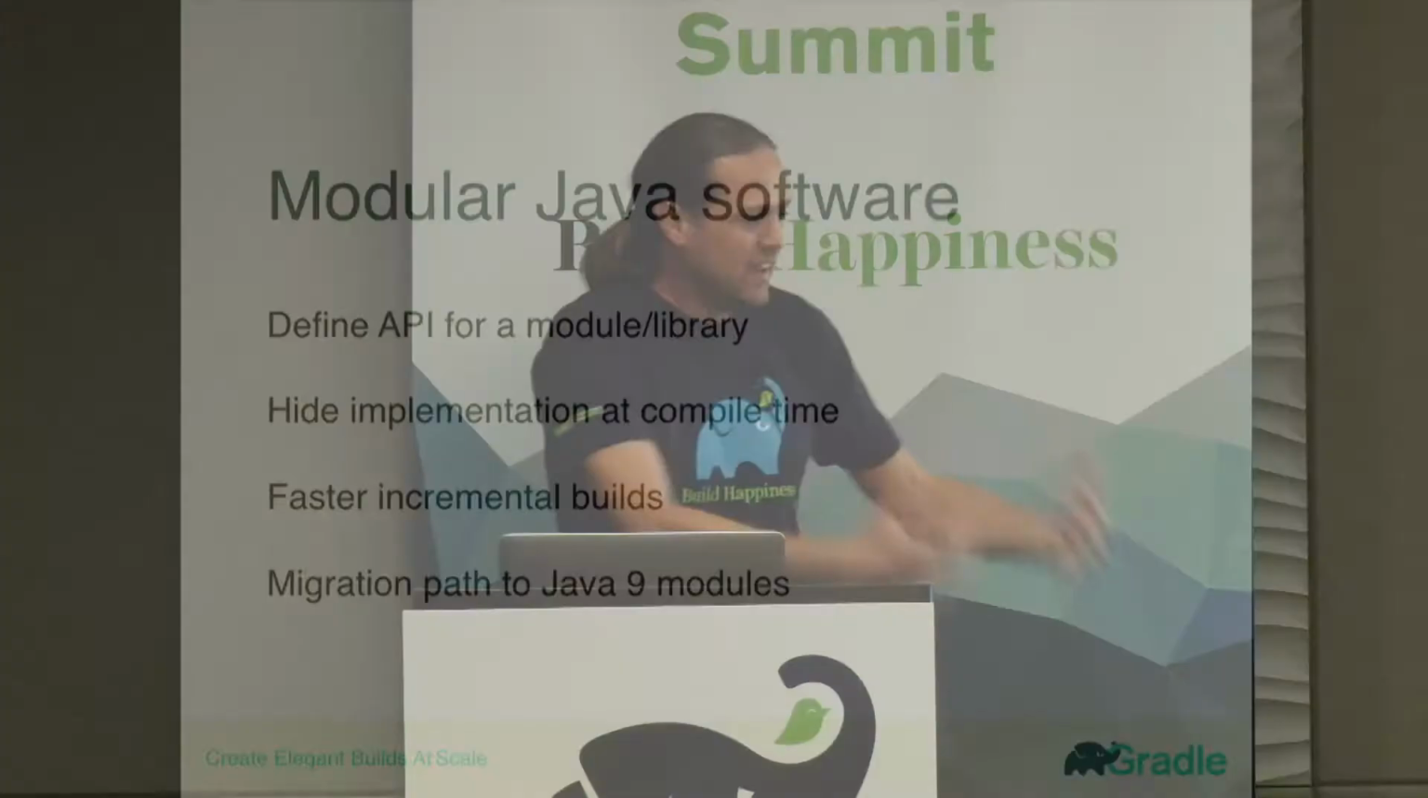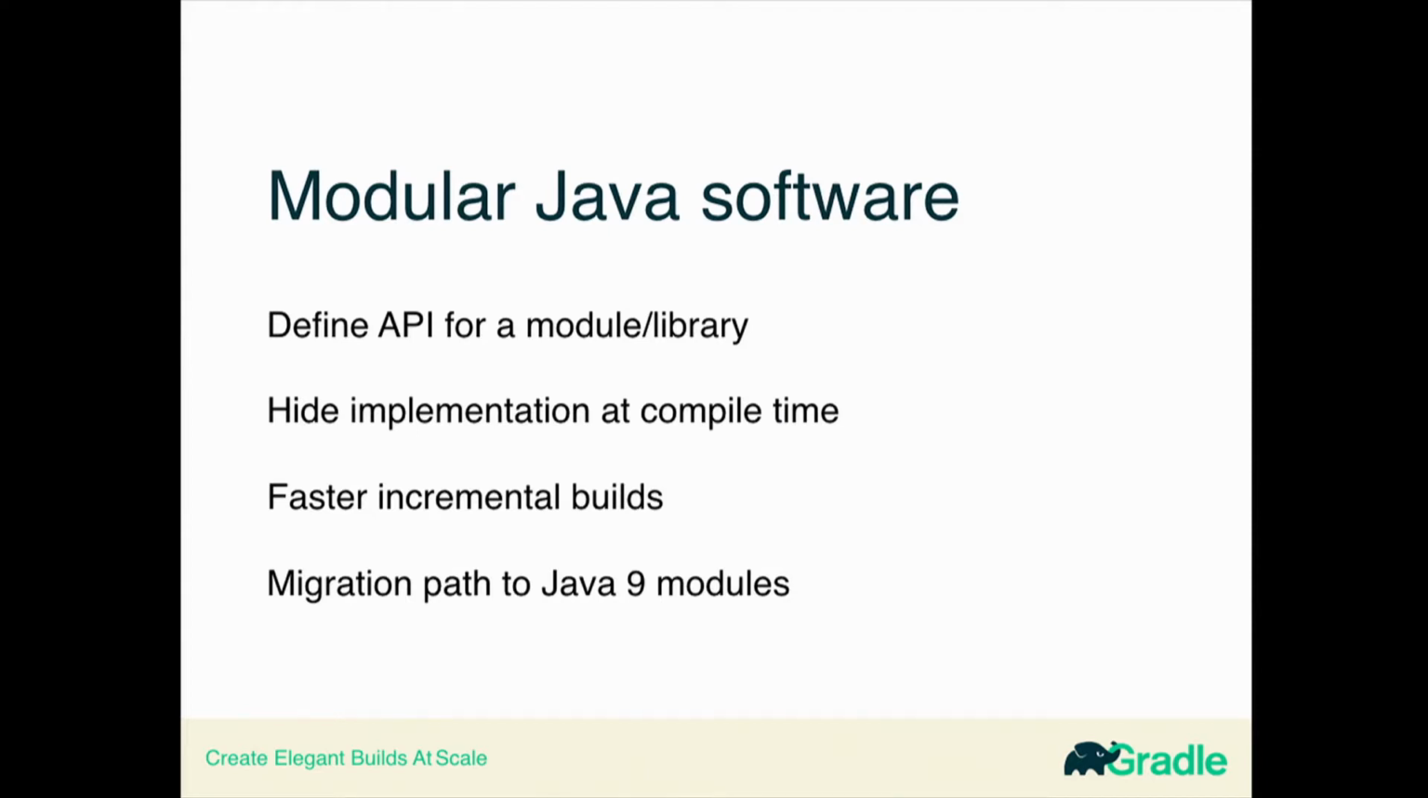So Gradle doesn't understand this pattern, so it can't do anything to help you. It can't validate that you're intentionally or unintentionally reaching across and using implementation details. It can't tell the tooling about that, so it can't help you with API documentation. It can't tell the IDE about that stuff, so it can't help you with things like code completion and so on, inspections.